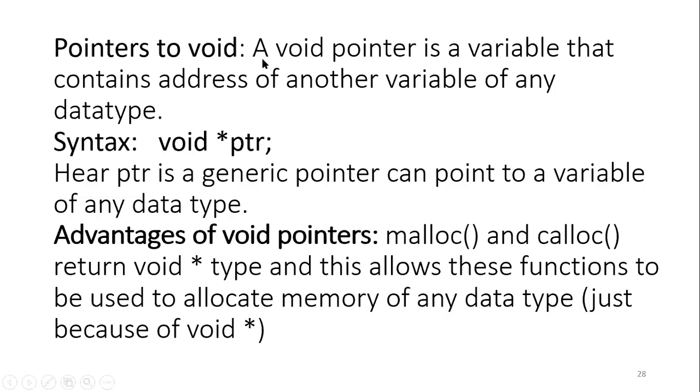A void pointer is a variable that contains the address of another variable of any data type. That means a void pointer can contain the address of an integer variable, can contain the address of a float variable, can contain the address of any data type. So a void pointer is also called a generic pointer. Here PTR is a generic pointer that can point to a variable of any data type.